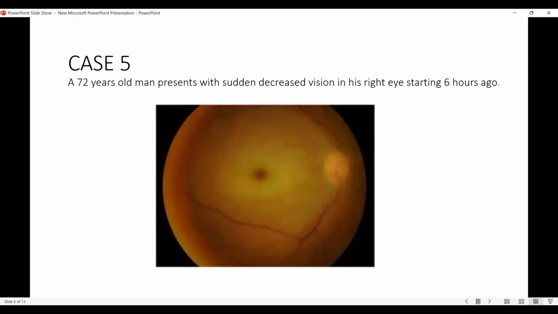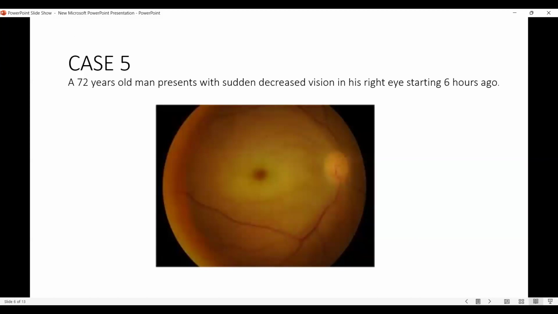Right. So this is a fundus photograph of the right eye. My request is please introduce yourself first, just your name, and then answer. Yeah, I am Anirban.